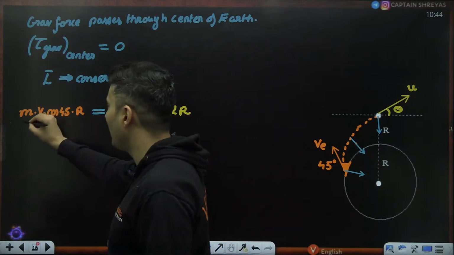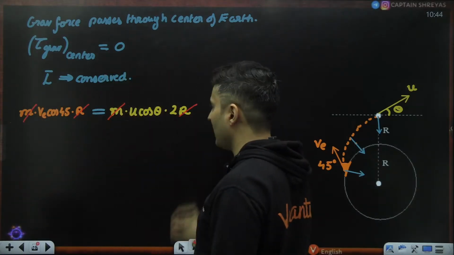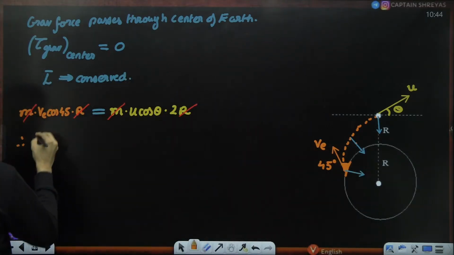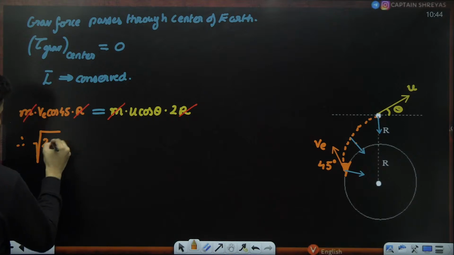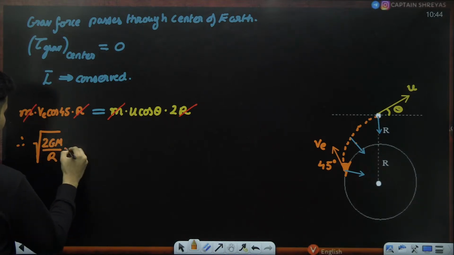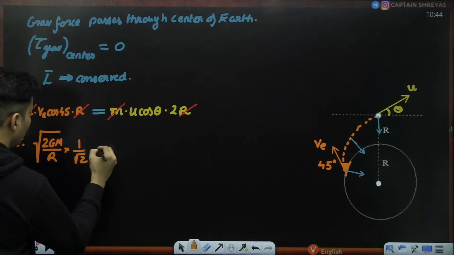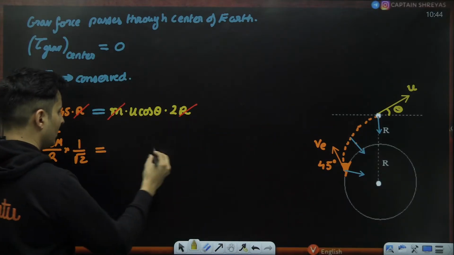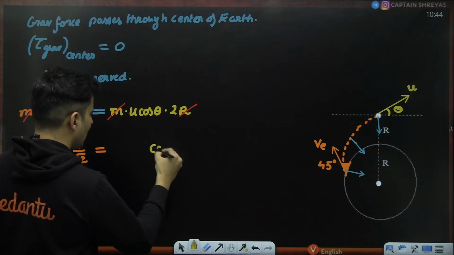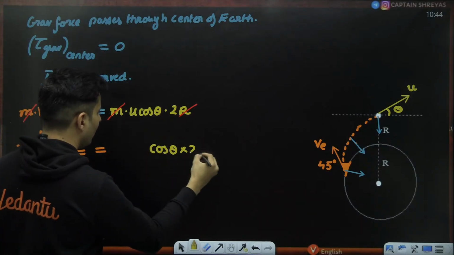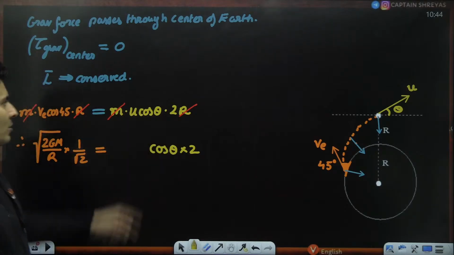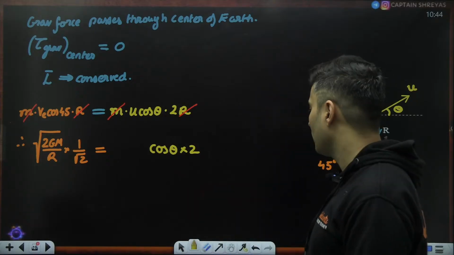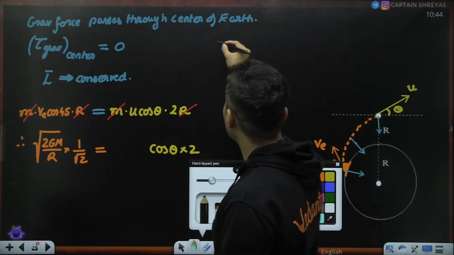Very unexpected. Mass gets cancelled, R gets cancelled, and escape velocity, well, do I know it? Of course, it is root of 2GM divided by R. Cos 45 is 1 by root 2. This is going to be equal to u, I do not know yet, so I'll just leave it as it is, cos theta over here multiplied by 2. So somehow I need the value of u. For that, I need energy conservation.